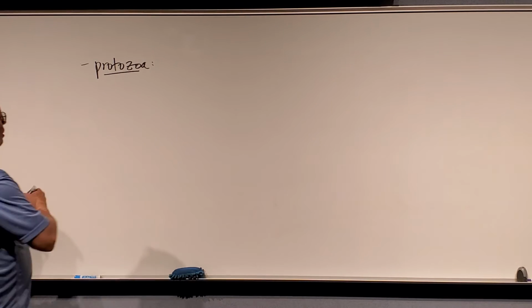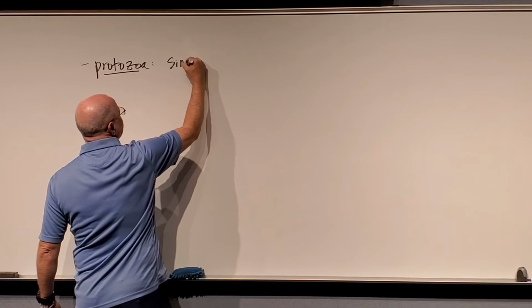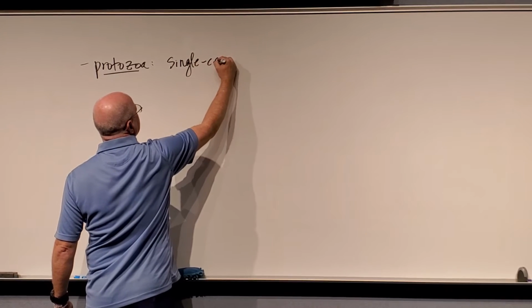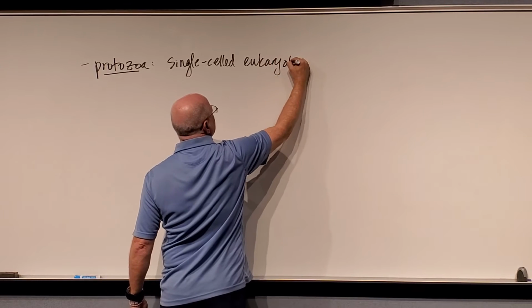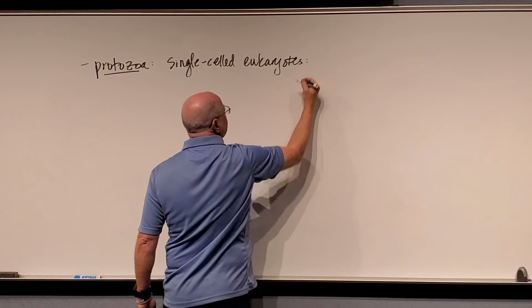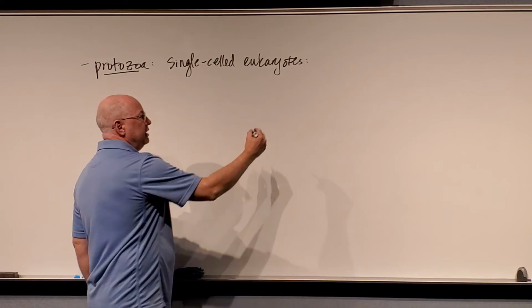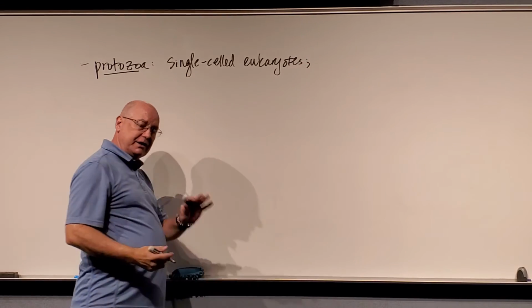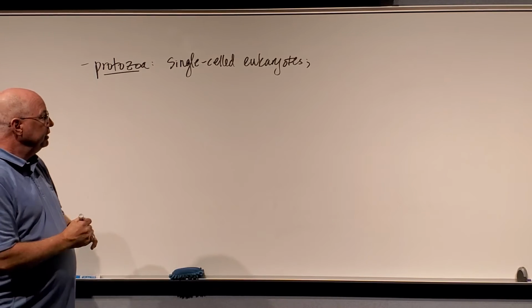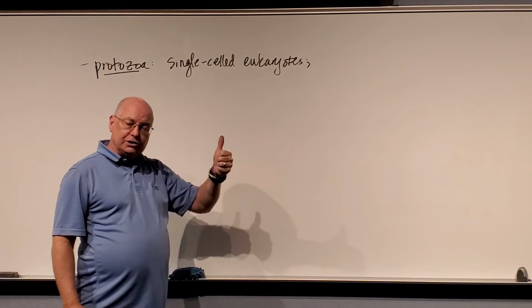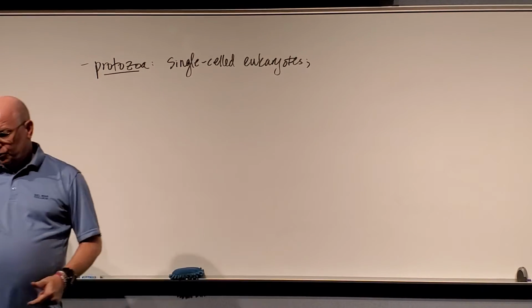So one of the things we now know about protozoa is that they are single-celled eukaryotes. So the entire organism is made up of a single cell, and they can survive on their own. They don't need aggregates of cells like our bodies do. They have a true nucleus. They have lots of membrane-bound organelles.